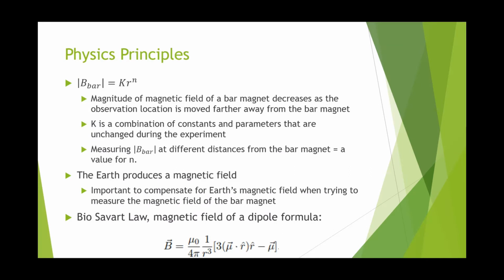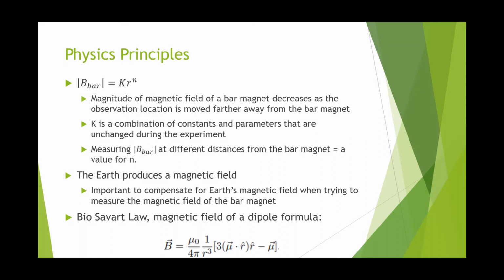Some of the physics principles highlighted in this lab were the magnitude of the magnetic field of a bar magnet is equal to K times r to the n, r being the distance from the magnet to the observation location. The magnitude of the magnetic field of a bar magnet decreases as the observation location is moved further away from the bar magnet. K is a combination of constants and parameters that were unchanged during the experiment, and measuring the magnitude of the magnetic field of a bar magnet at different distances from the bar magnet allowed us to determine a value for n. Earth also produces a magnetic field, so it was important to compensate for Earth's magnetic field when trying to measure the magnetic field of the bar magnet.